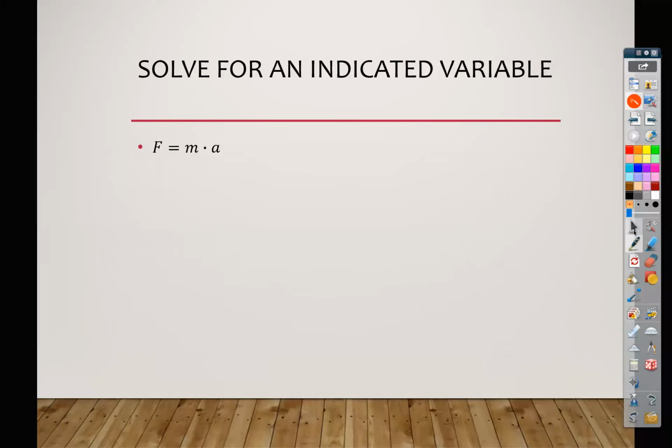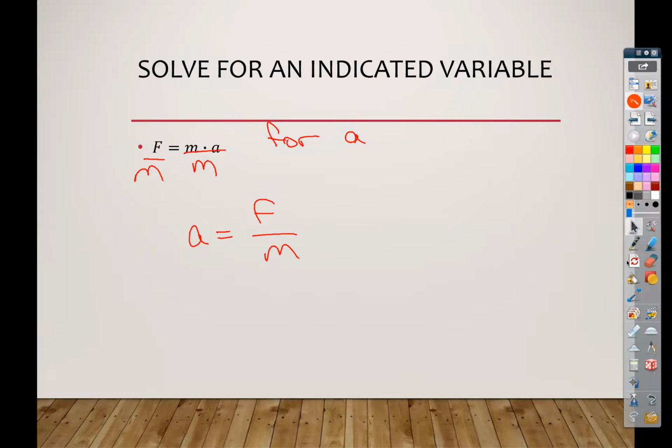All right, so we're going to practice one more. This is really easy. I'm going to solve for the indicated variable. I want you to solve for A. Now this is force equals mass times acceleration. You're going to be using this in physical science. So say we wanted to solve for acceleration, you would just divide both sides by the mass. So acceleration equals force over mass. I just wanted to show you how that works with a physical science problem.